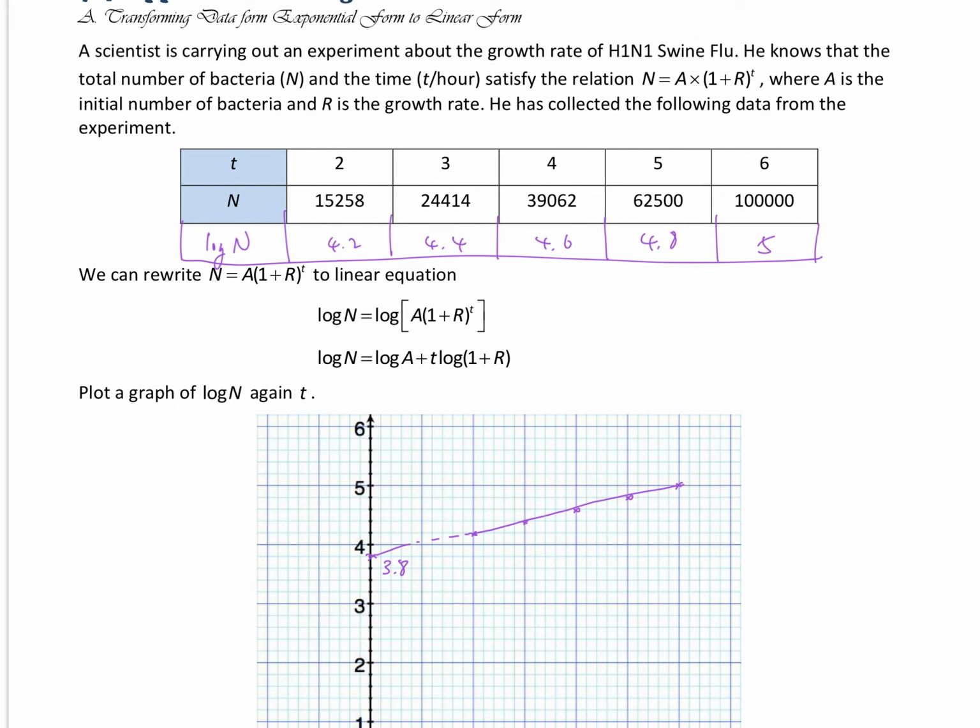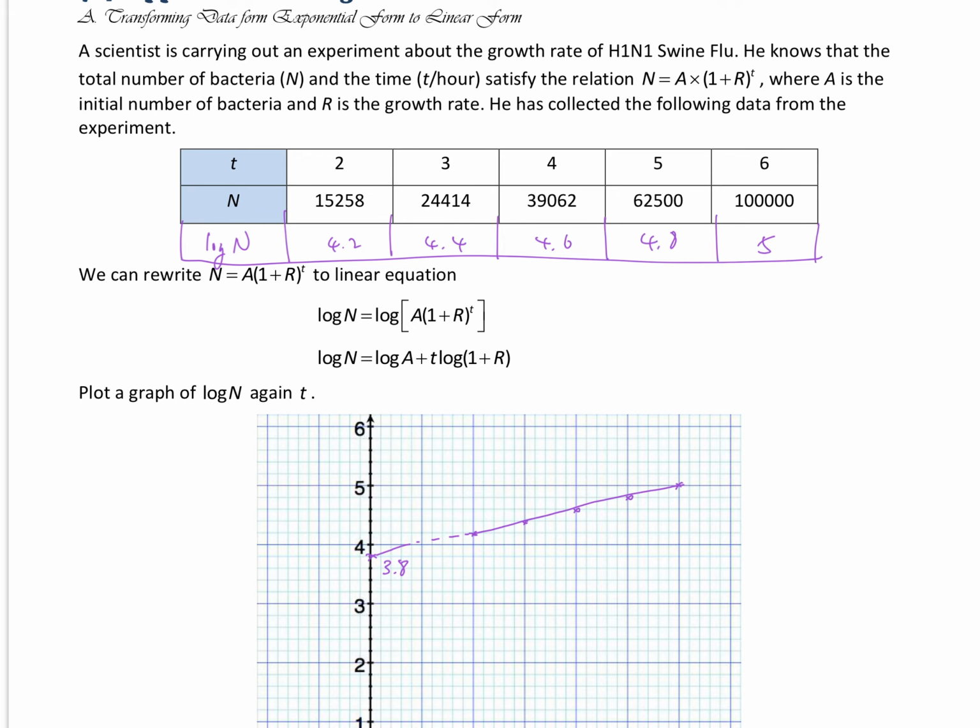Maybe you will ask why the exponential function can plot a straight line. I want to explain it in detail. The original function is n equals a times (1 plus r) to the power of t. If we take log on both sides with base 10, log n is equal to log of a times (1 plus r) to the power t. Log of a times b, we can separate as log a plus log b. And then this power, we can put in front of the log function.